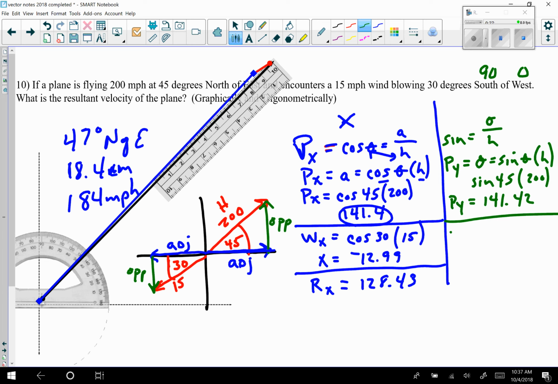But you got to remember, it has the wind blowing against it. So let's figure out how much the wind's blowing in the y direction. So I'm going to take the sine of 30 times 15 miles per hour. That's a 30, not a 31. And so that means that the wind in the y direction is blowing 7.5, but it's not a positive because it's going south. So it's going to be a negative 7.5. And when you add the plane to the wind, you get a resultant y direction of 133.92.